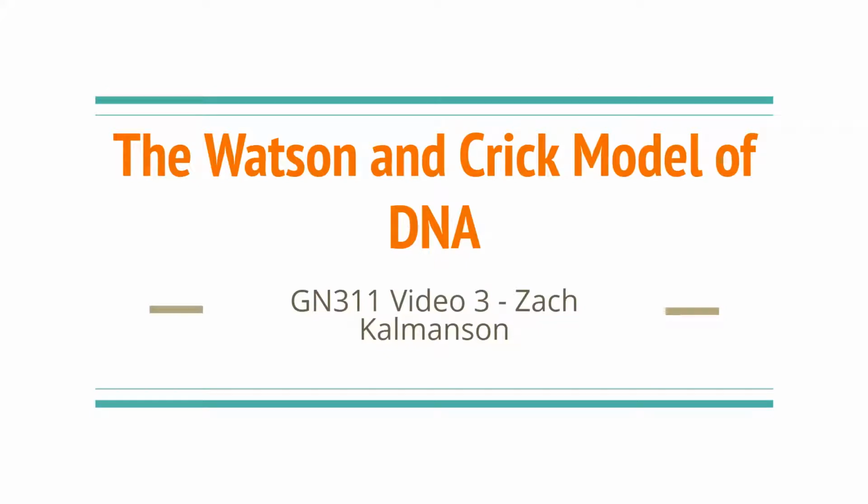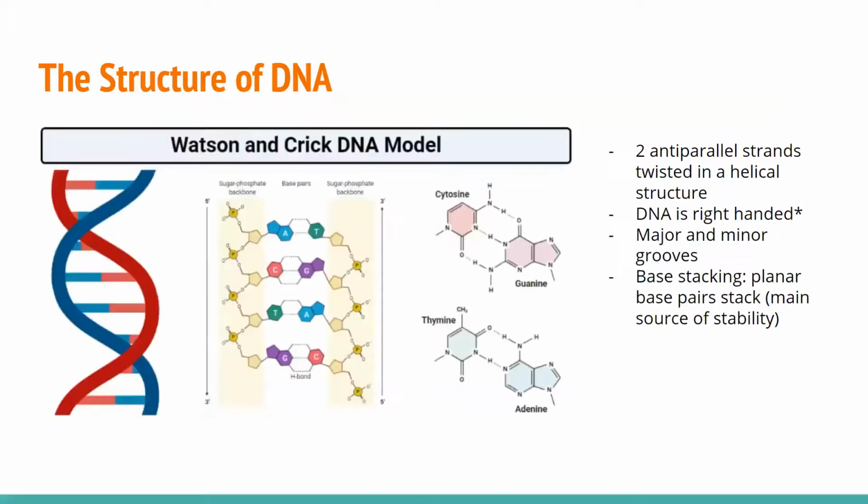Hello, so today we're going to talk about the Watson and Crick model of DNA. So first let's look at the overall structure of DNA. DNA is a helical structure consisting of two anti-parallel complementary strands. Anti-parallel means that the strands go in opposite directions. Complementary means that the pieces of the strands, the nucleotides, pair together. We'll talk more about these concepts more specifically in a second.